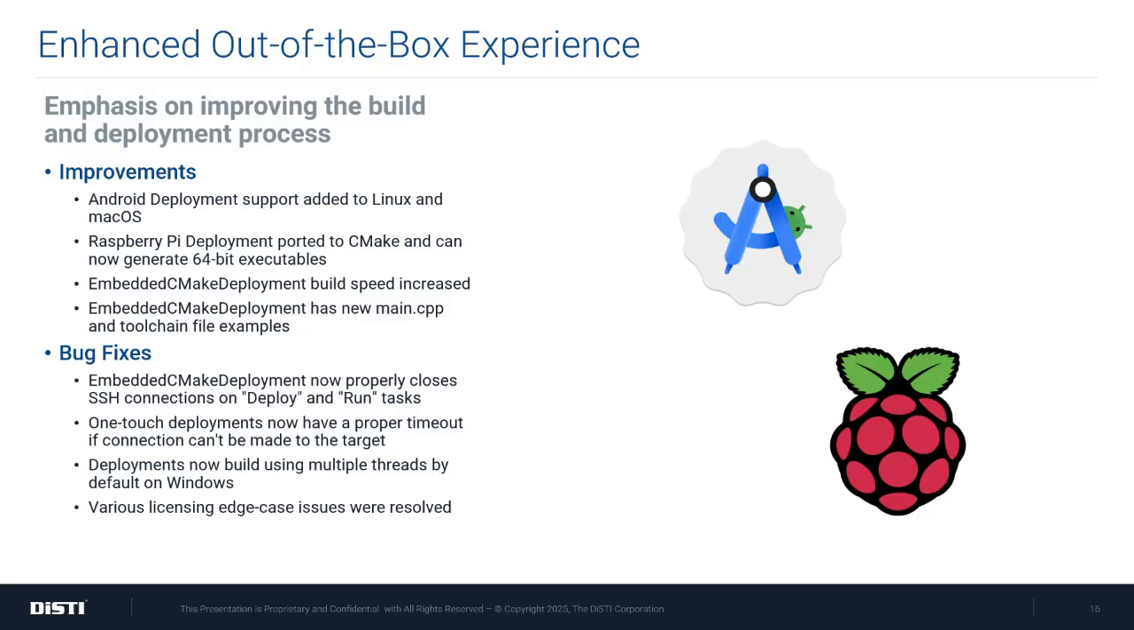We've also got a lot of bug fixes in this release. The embedded CMake deployment no longer leaves lingering SSH connections open on deploy and run. All one-touch deployments in general time out more quickly if a connection cannot be made with its target. On Windows, the Angle CMake deployment and the desktop deployment will now build with multiple threads by default. We also fixed a couple of bugs with various licensing edge cases.